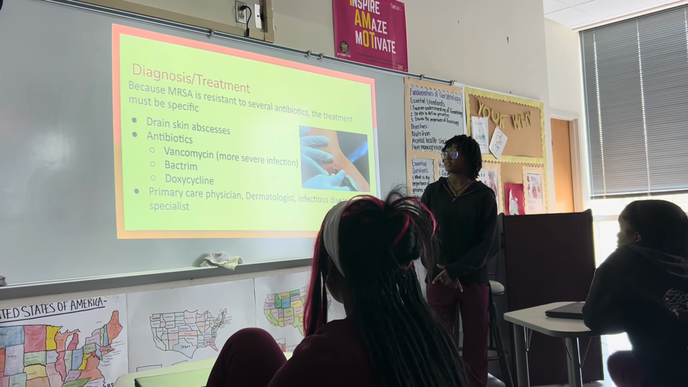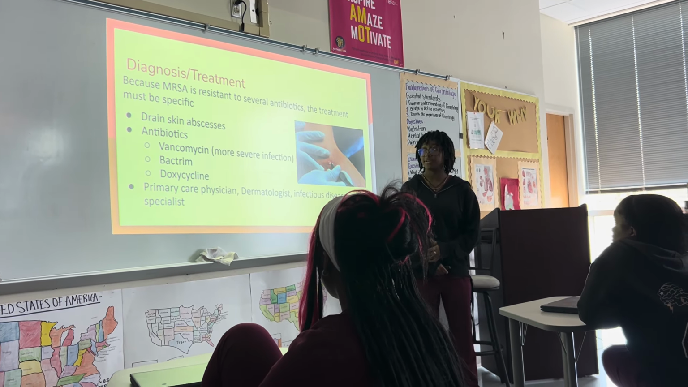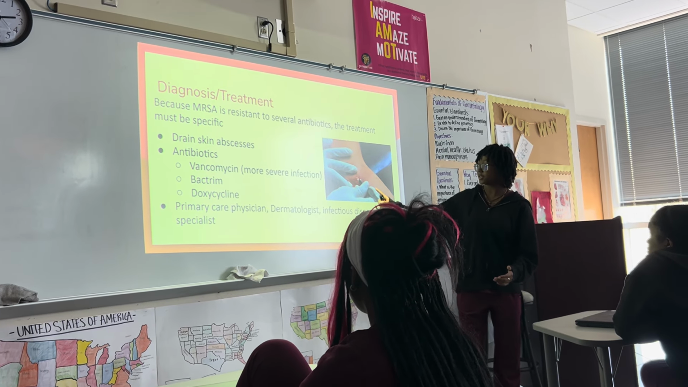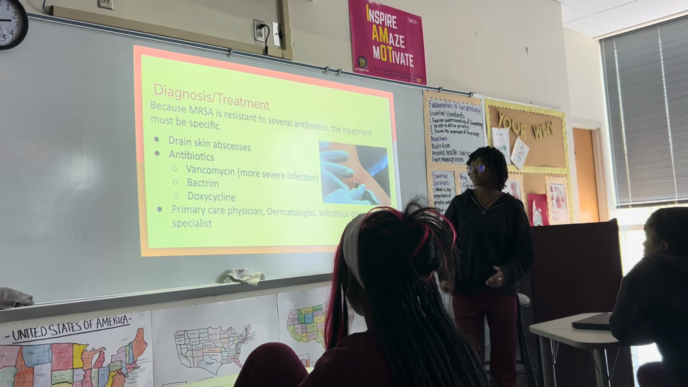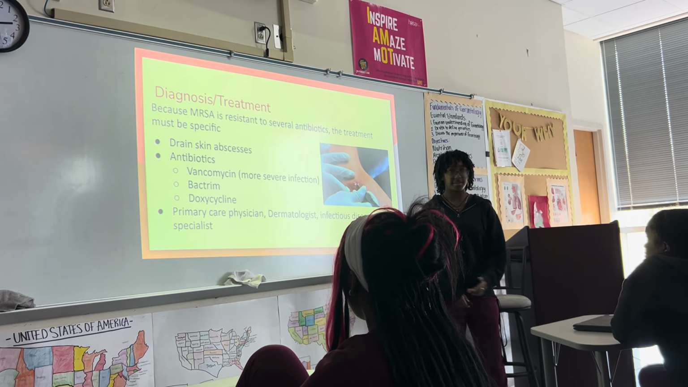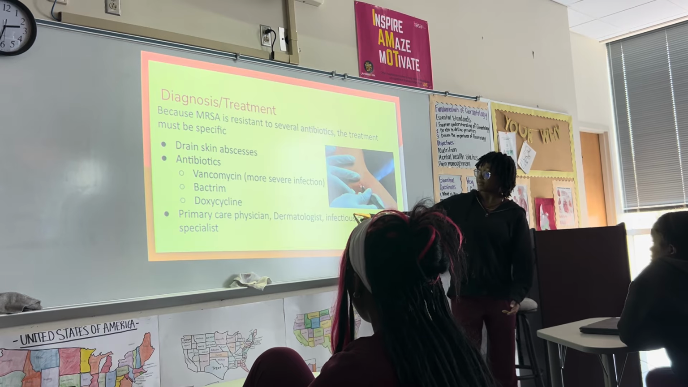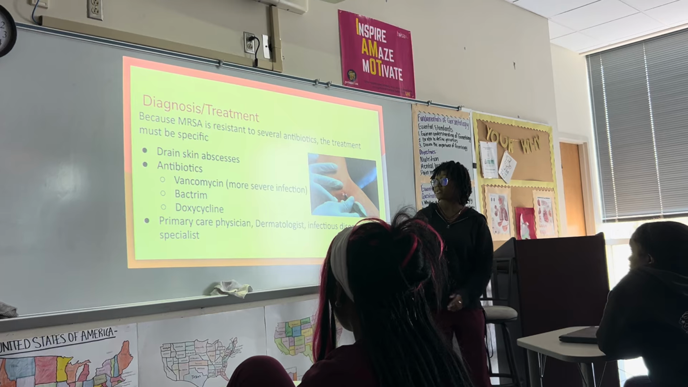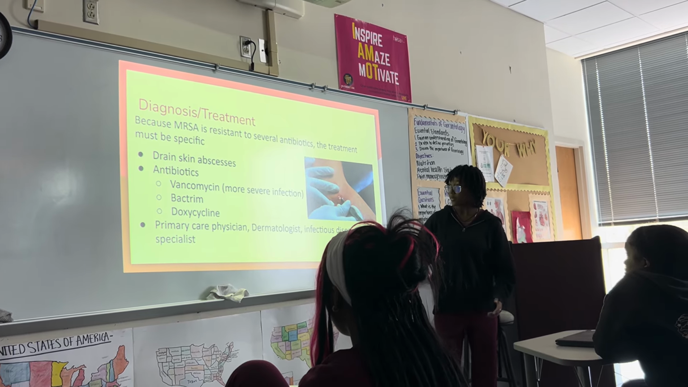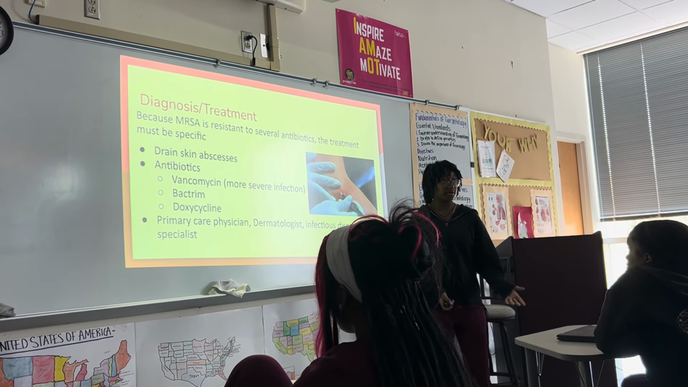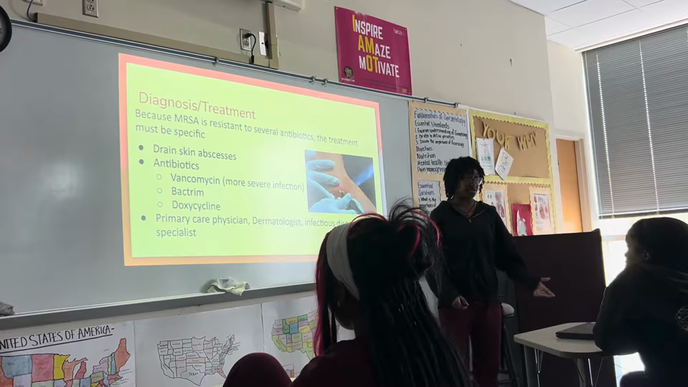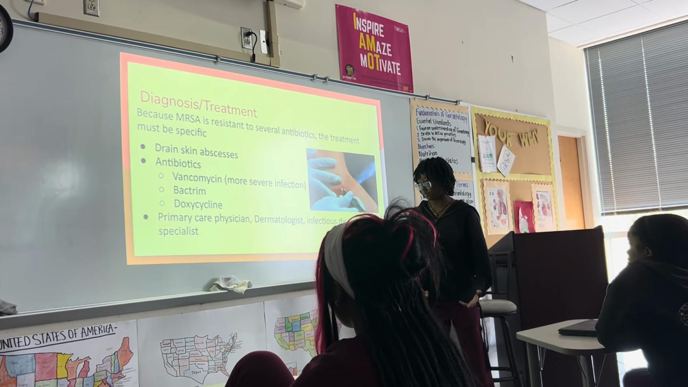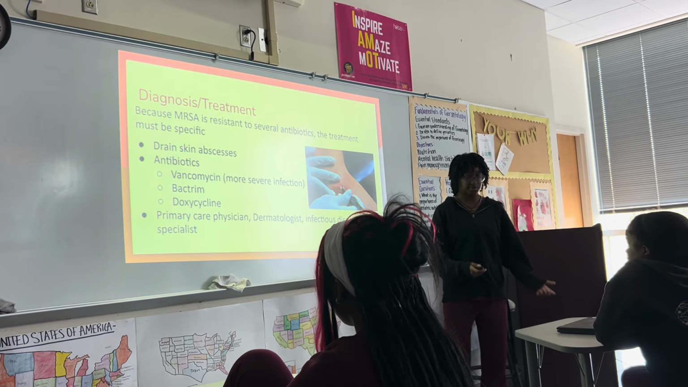Because MRSA is resistant to several antibiotics, the treatment must be very specific. First, the primary physician, like your doctor or the nurse, drains the fluid with a knife or something, and then they treat it with antibiotics like vancomycin, which is for more severe infection, Bactrim, and doxycycline. Usually, this whole process is done with your primary care physician or a dermatologist because it's usually a skin infection. And if the infection goes deeper into your body and affects your organs or bones, an infectious disease specialist will deal with it.